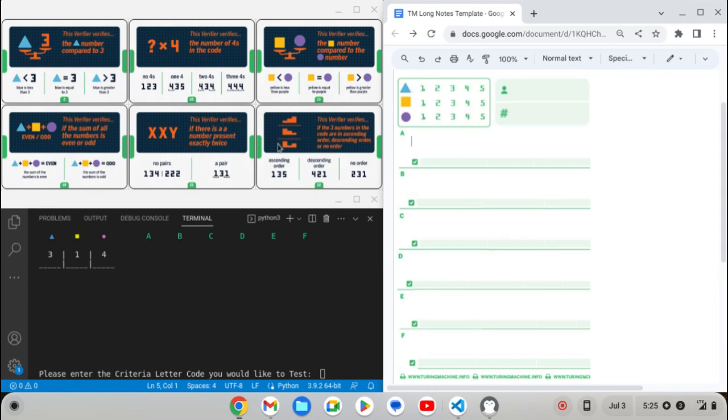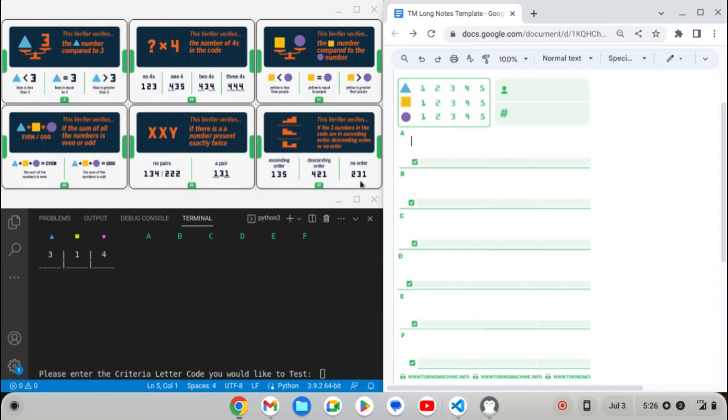And finally, criteria card F will let us know a little bit about the ordering of our solution. Should the digits be listed out in an ascending order, meaning they're increasing from triangle, square to circle, as in the example 135, or are they descending, basically getting smaller from triangle, square to circle, as in the example 421, or could it be that it has no order?